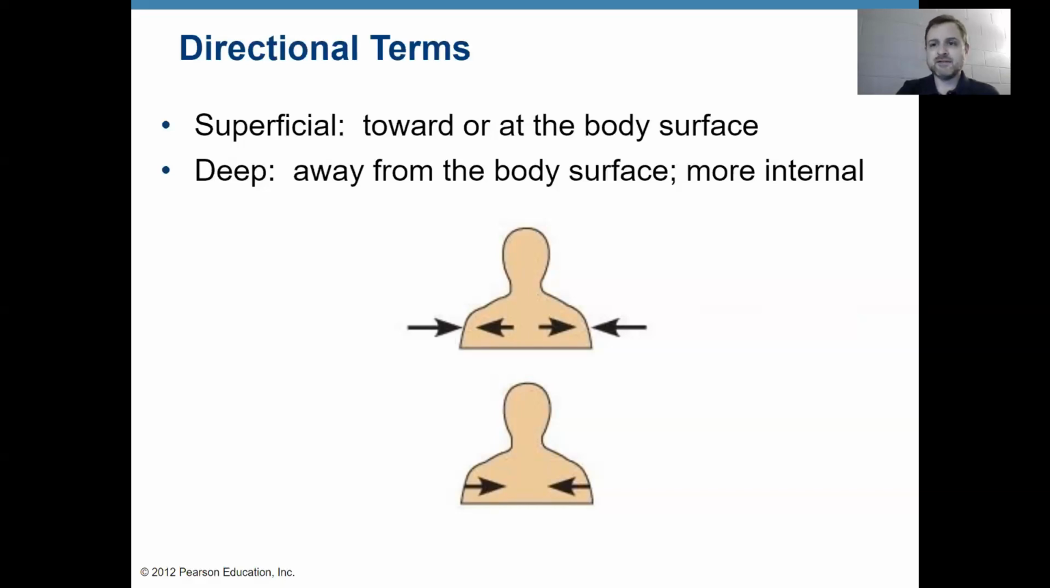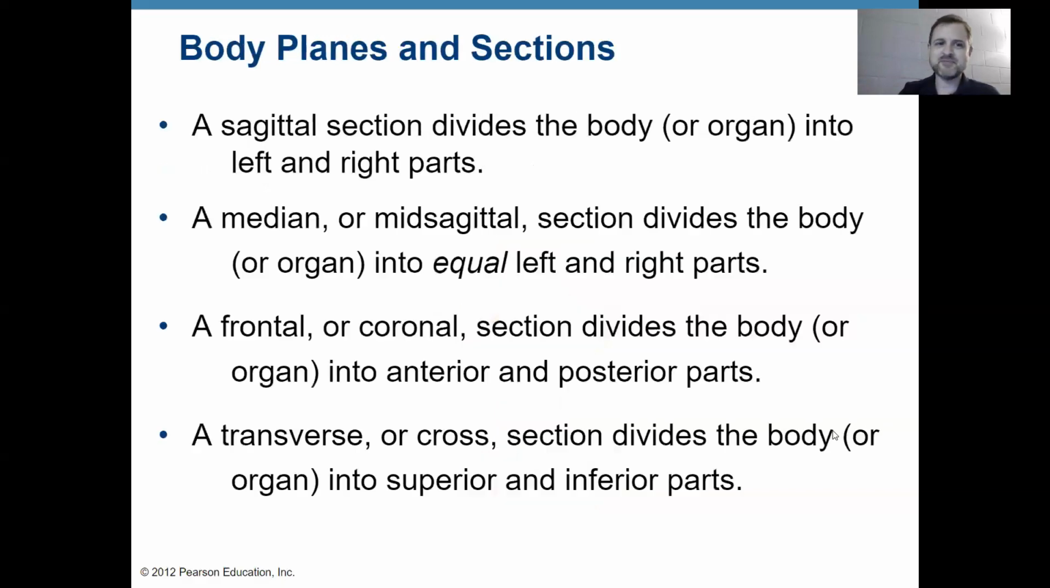My eyes are superficial to my brain. That's not a great example either. Usually arteries are deeper in your body than veins are because arteries have a higher blood pressure. So usually veins are superficial. You can see them through your skin, right? And arteries are deep. That's a better example.